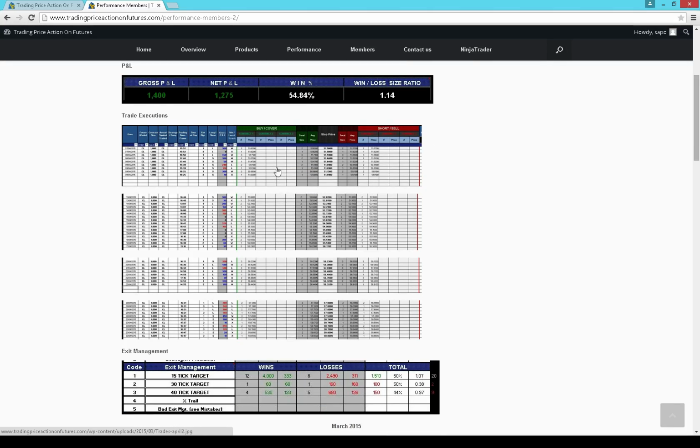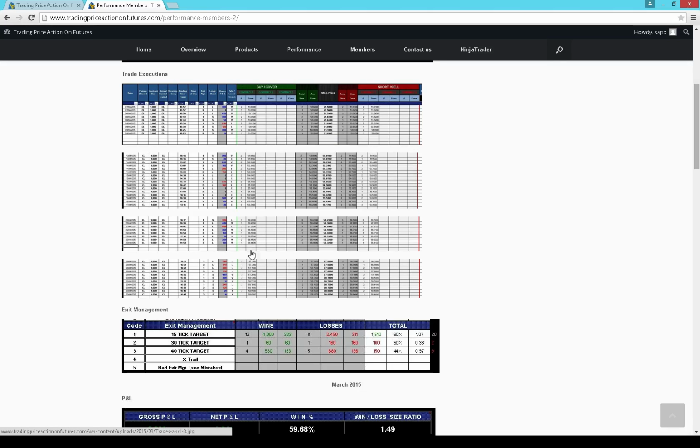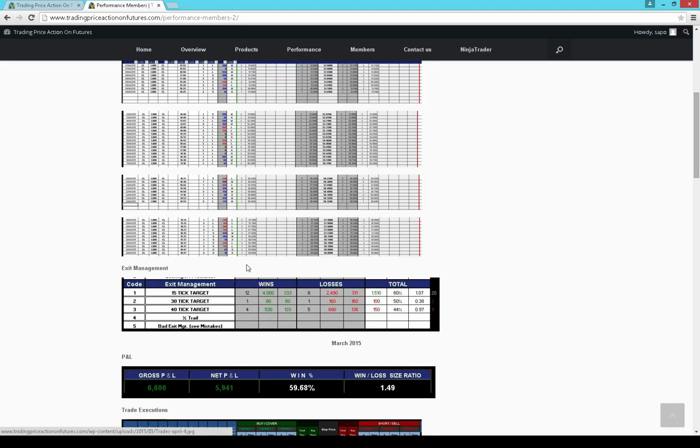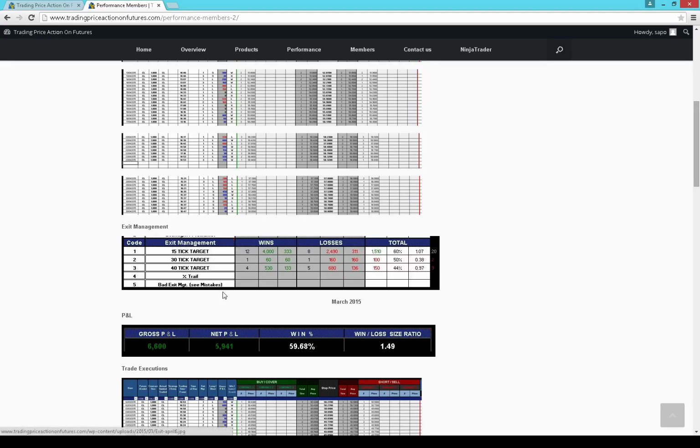Let's see how many. 1, 2, 3, 4, 5, 6, 7, 8, 9, 10, 11, 12. The total of 12 break-even trades. It's a lot of trades that didn't go right away to the target.